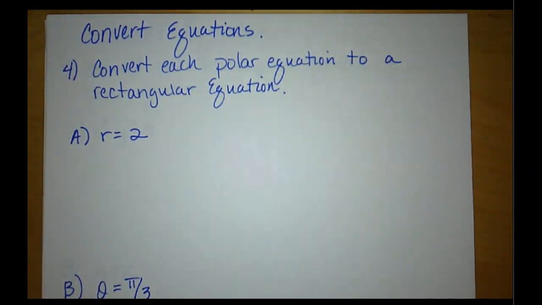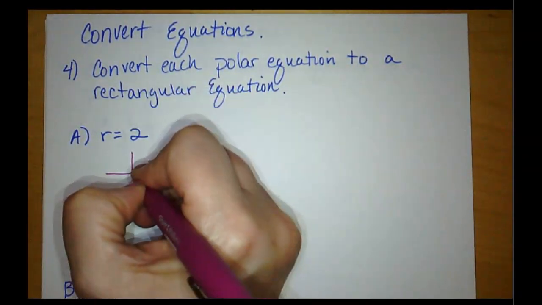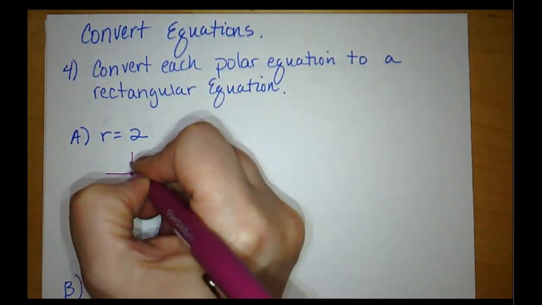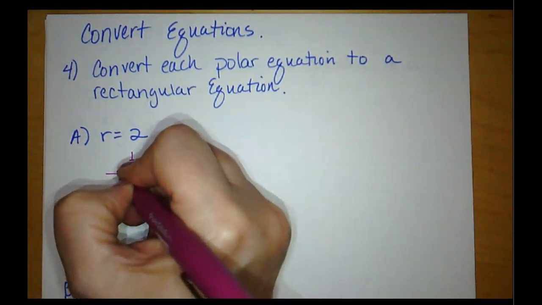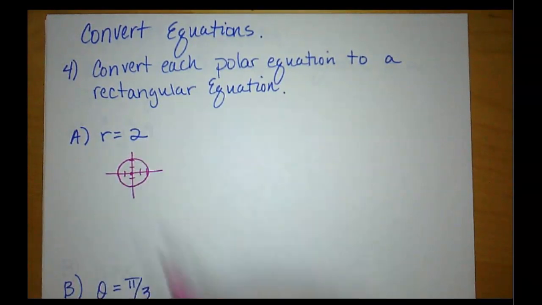When it's given to me r equals 2, that's not a traditional equation. It's not x equals, it's not y equals, anything like that. It is in polar form, and this basically means we have the equation of a circle with a radius of 2 and the center is at 0, 0. So if I draw that, then I know the center is at 0, 0. I'm going to go 1, 2, 1, 2, 1, 2, 1, 2, and so I get this circle like that.